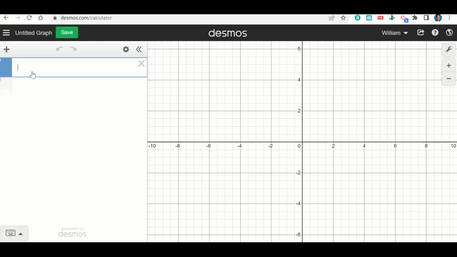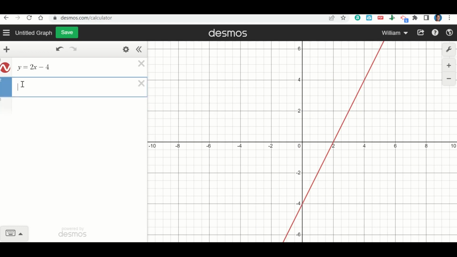Now, this allows us to type in our equations over here. So let's go ahead and put in an equation. So let's say it's y equals 2x minus 4. So there's our first equation. Now we're going to type in our second equation. So we're going to go to the line below it, and let's say it's y equals negative 2x plus 4.